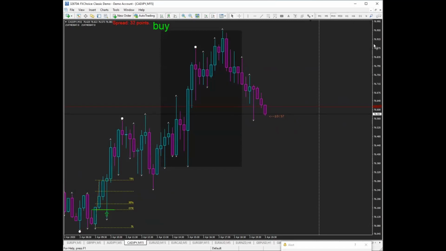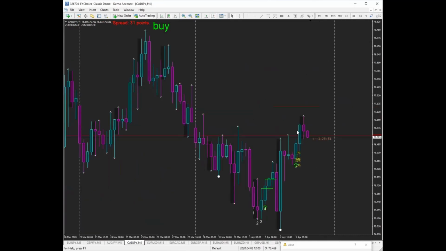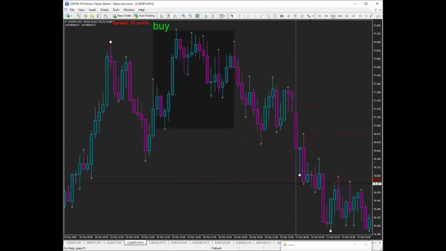Well, I'll always go back to 4 hour and 1 hour and check the bias, which in this case was up, because at no time did a fractal breakdown happen to the downside. 1, 2, 3 is still held. 1, 2, 3 is doing it now. So I have a long bias, and I'm only looking for buys.